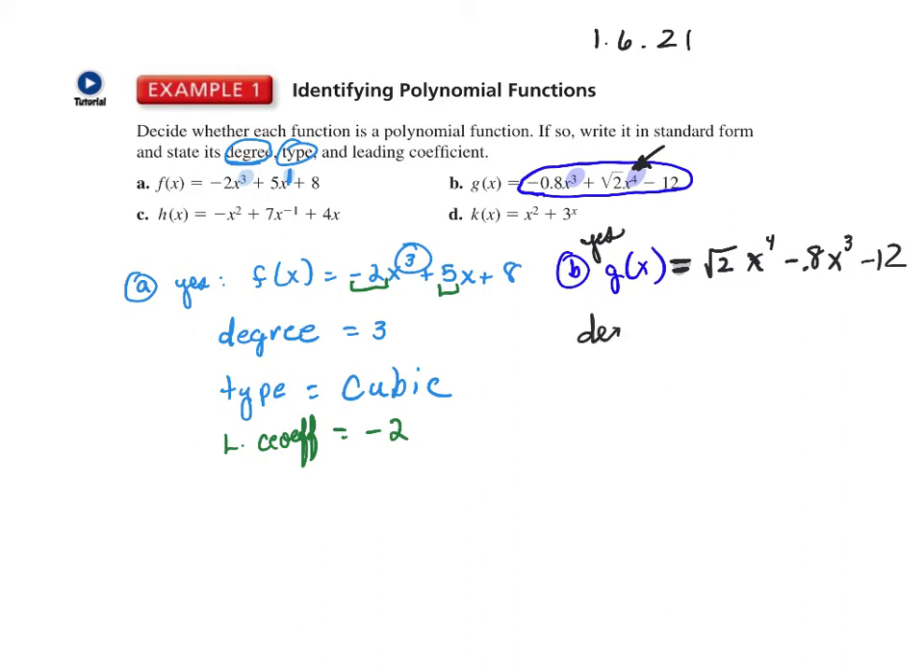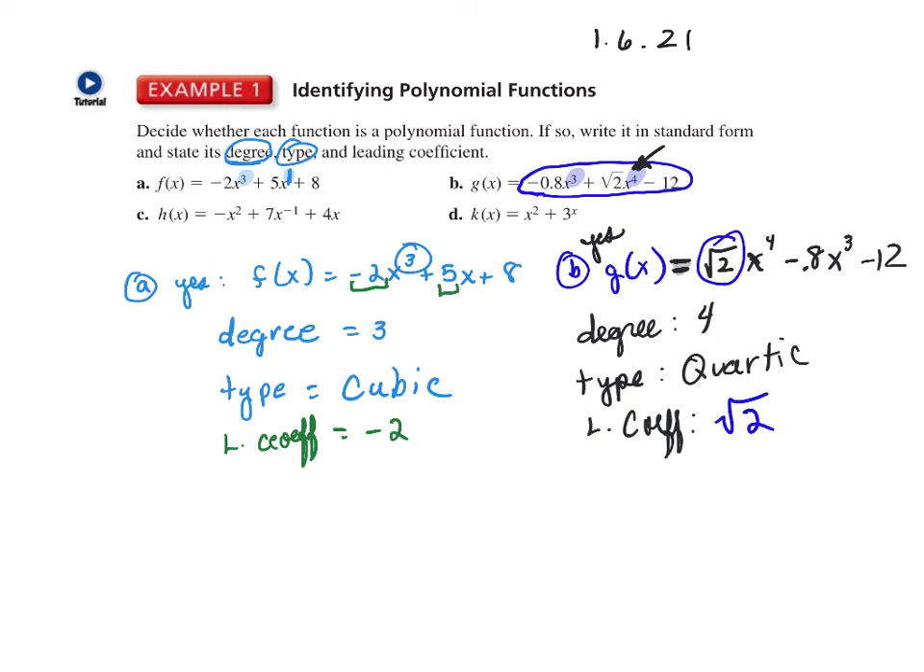The degree, highest exponent, is 4. That means when we look at that table, the type is quartic. And then the lead coefficient, kind of a strange one in this case, but that number in front of x to the 4th is just root 2. So that's our lead coefficient.